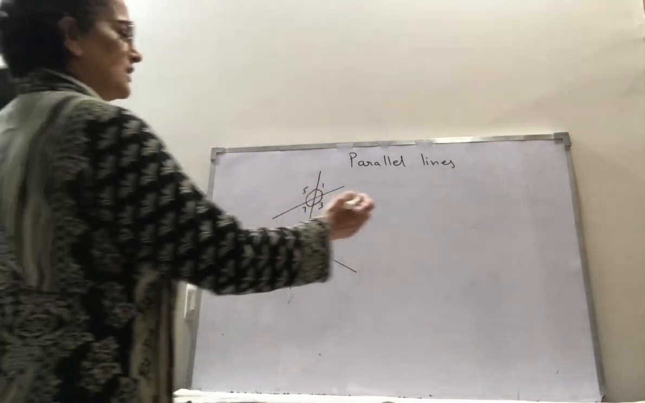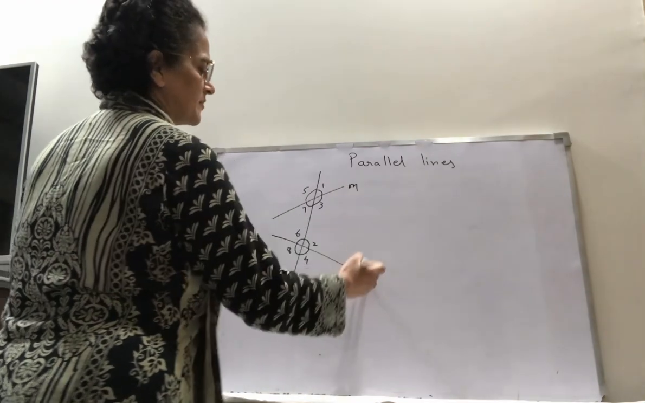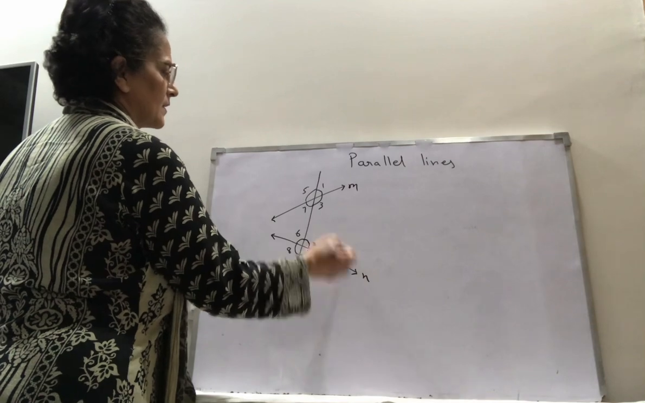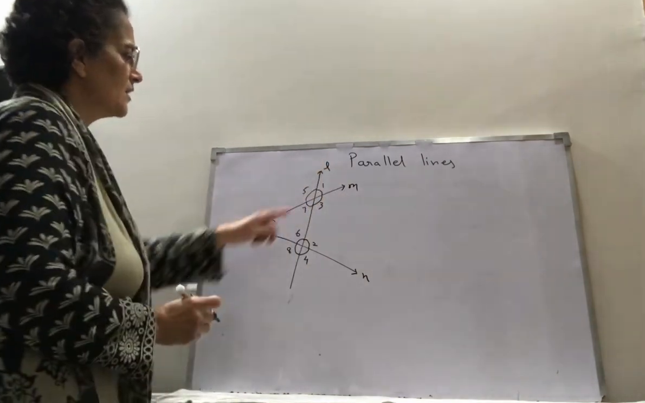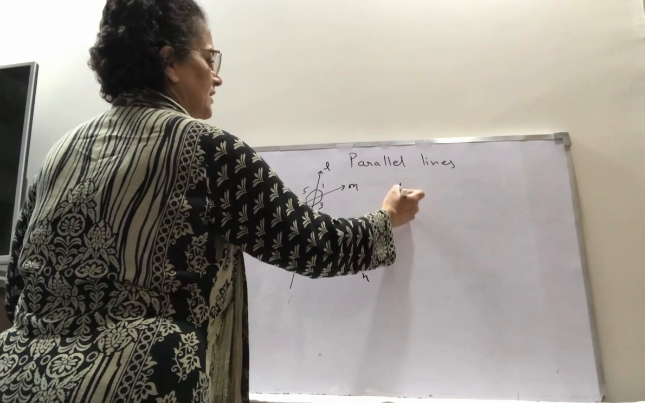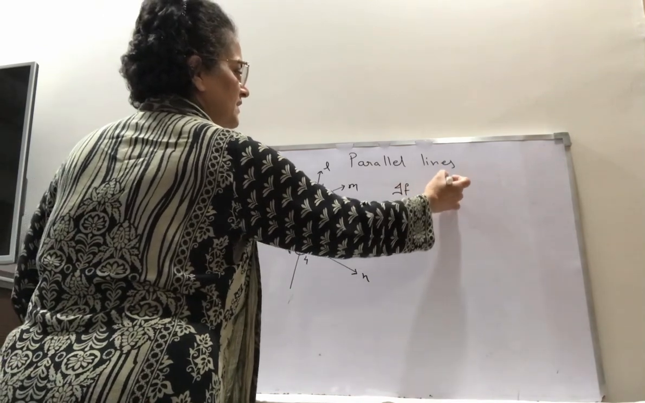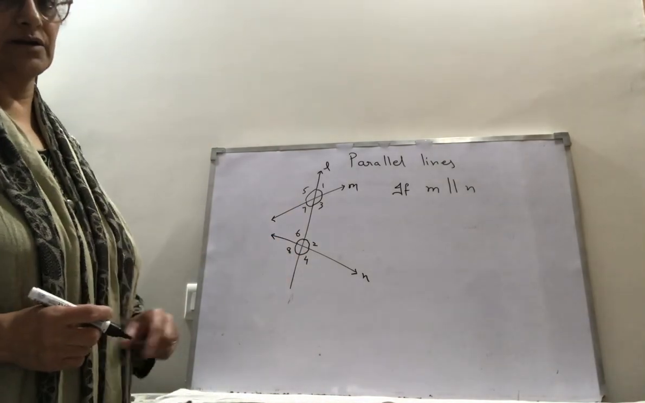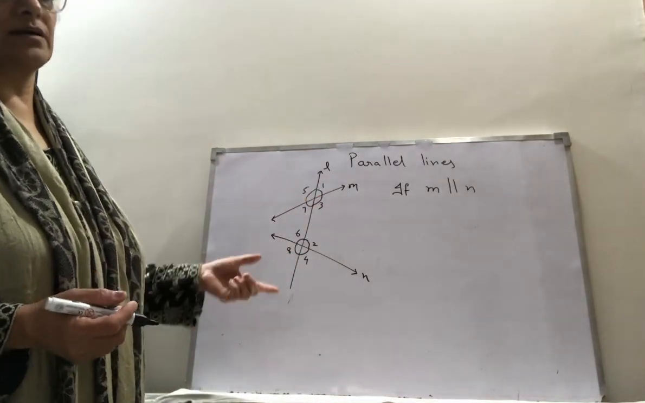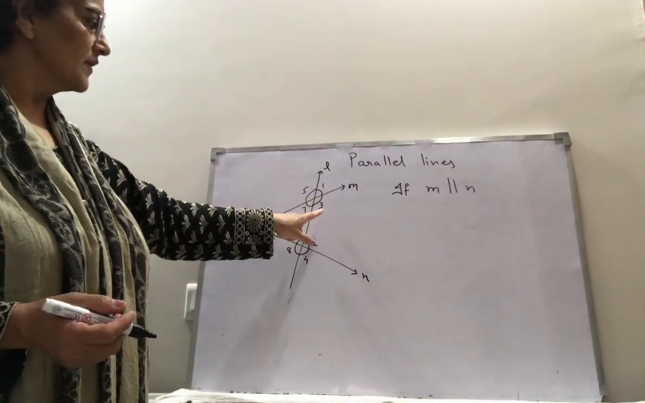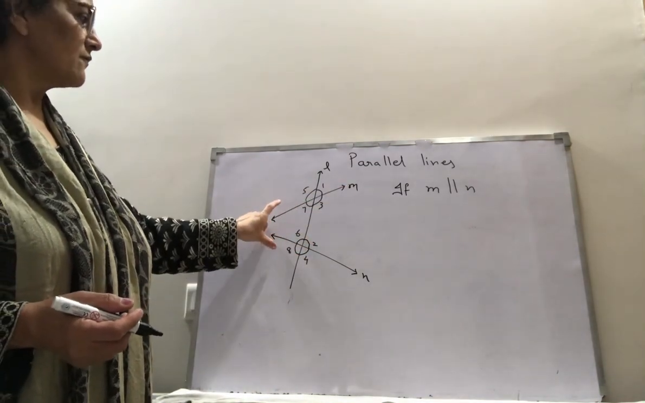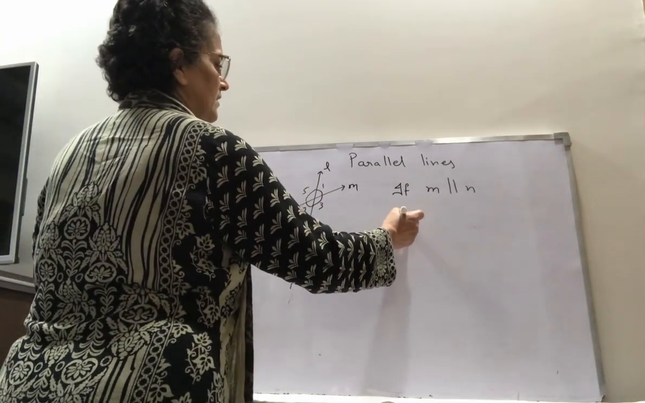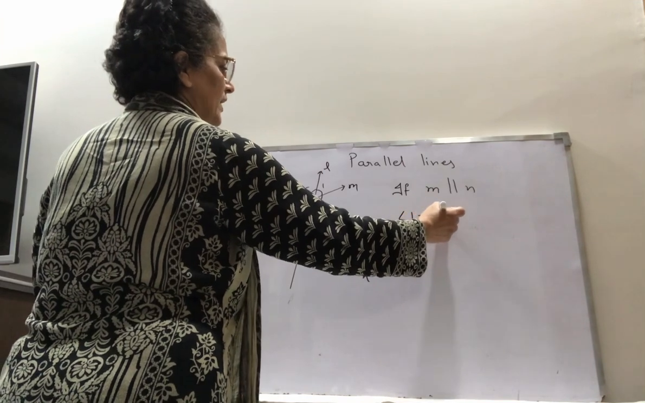Let me name the lines M and N, and this is my transversal here. If it is given that M is parallel to N, they might not draw them to look parallel because they want you to check whether you know the conditions or not. So if M is parallel to N, what we can say is angle 1 will be equal to angle 2.